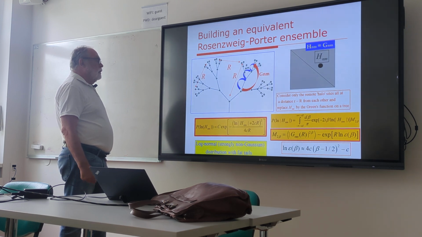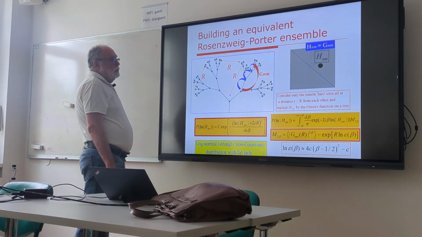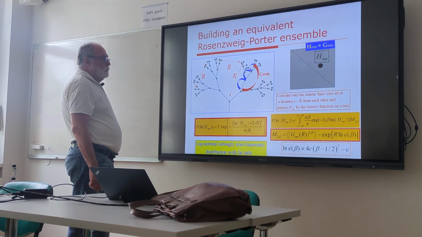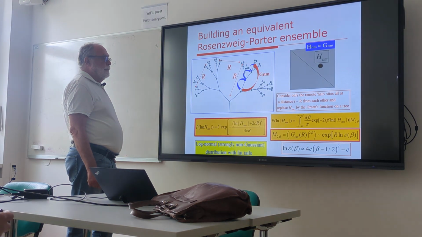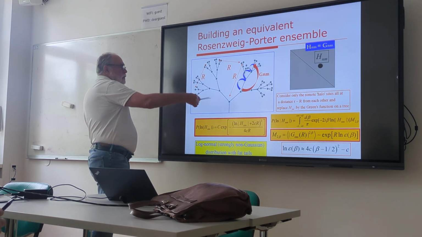And what I have shown is how, in principle, to map such a problem onto the problem of Rosenzweig-Porter. And this is not only mathematically rigorous, but also a mathematically identical map. But this is a map which actually is important, because to study Rosenzweig-Porter is much simpler than to study such complex networks.